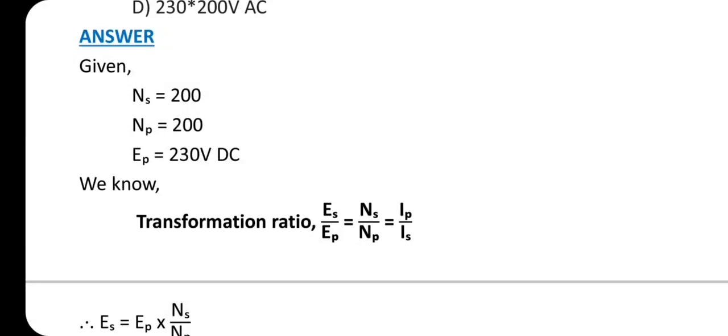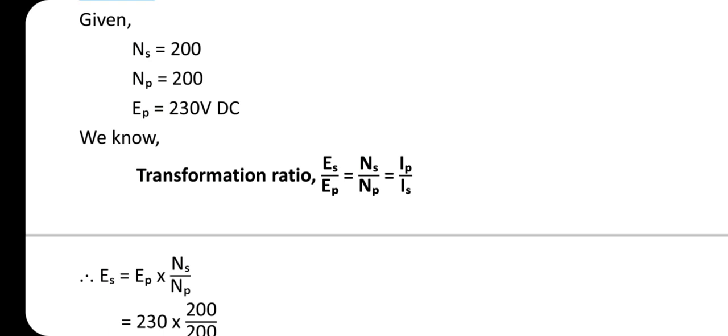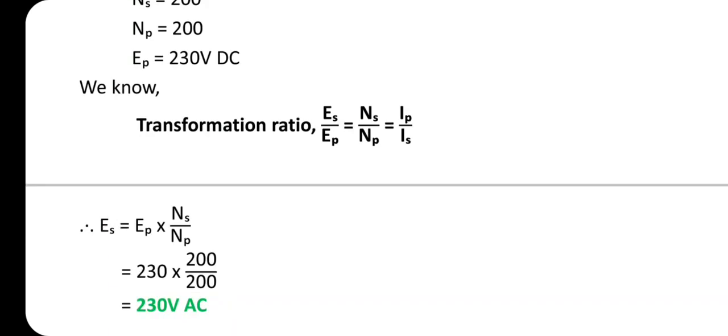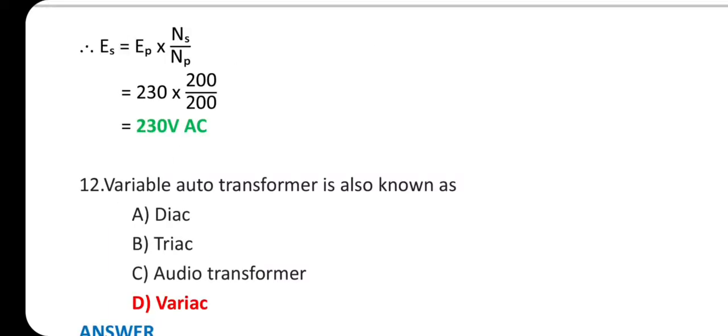We know transformation ratio ES by EP equal to NS by NP equal to IP by IS. Therefore, we can calculate ES by rearranging this. ES equal to EP into NS by NP, that is 230 into 200 by 200, that is 230 volt AC. Because in transformer there is AC in use.